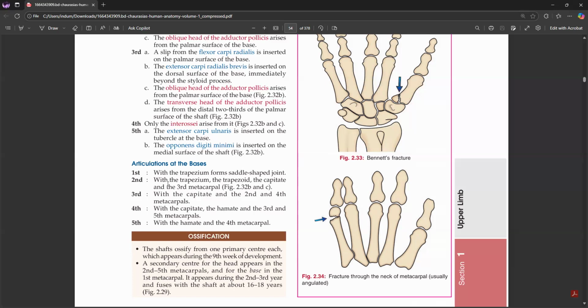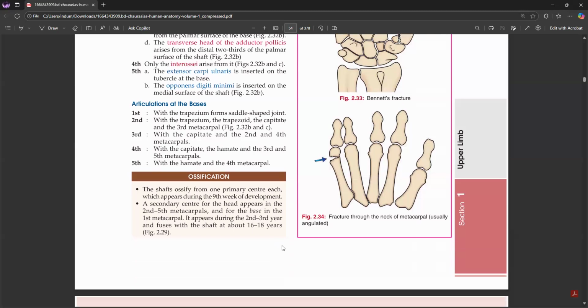Articulations at the bases. First, with the trapezium, forms a saddle-shaped joint. Second, with the trapezium, the trapezoid, the capitate, and the third metacarpal, figure 2.32b and c. Third, with the capitate and the second and fourth metacarpals. Fourth, with the capitate, the hamate, and the third and fifth metacarpals. Fifth, with the hamate and the fourth metacarpal.